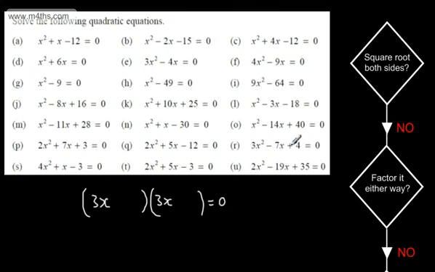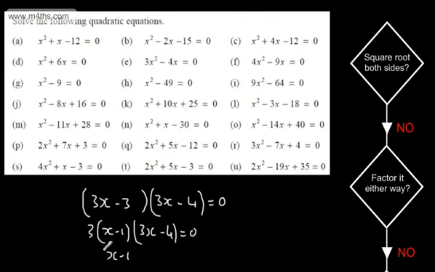3 times 4 is 12. We need two numbers that multiply to give positive 12 and add to give minus 7. That's going to be minus 3 and minus 4. If I multiply a minus by a minus, I get a positive. If I add the two minuses, I'm going to get minus. Taking a common factor out, we're going to have 3x minus 1, 3x minus 4, and that's equal to 0.